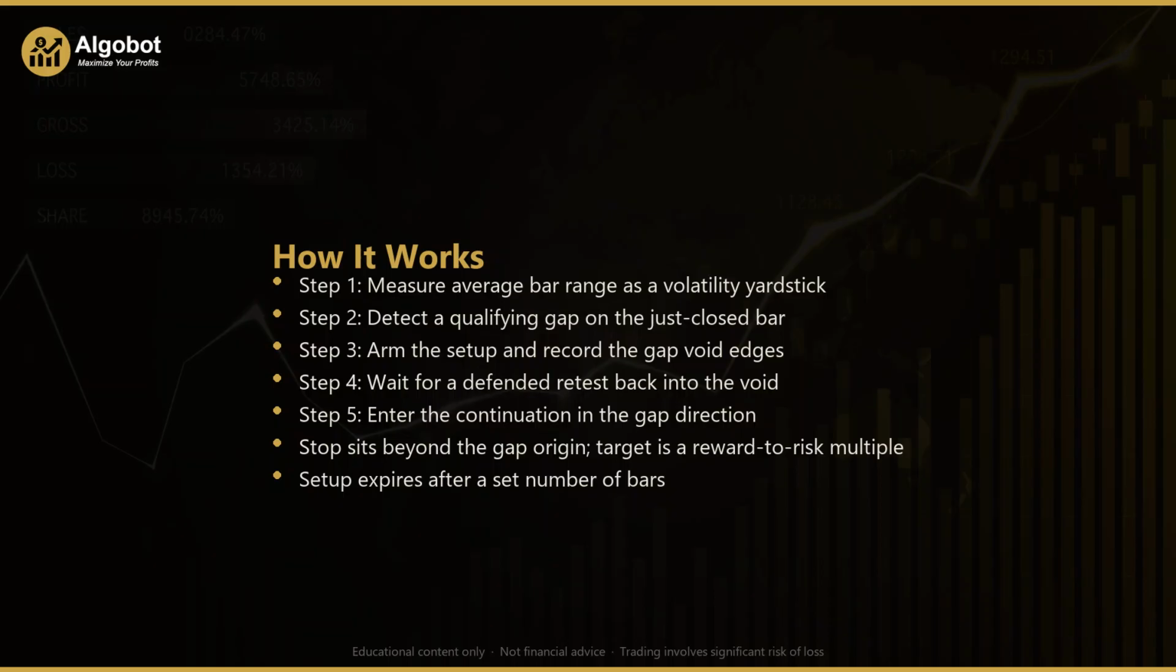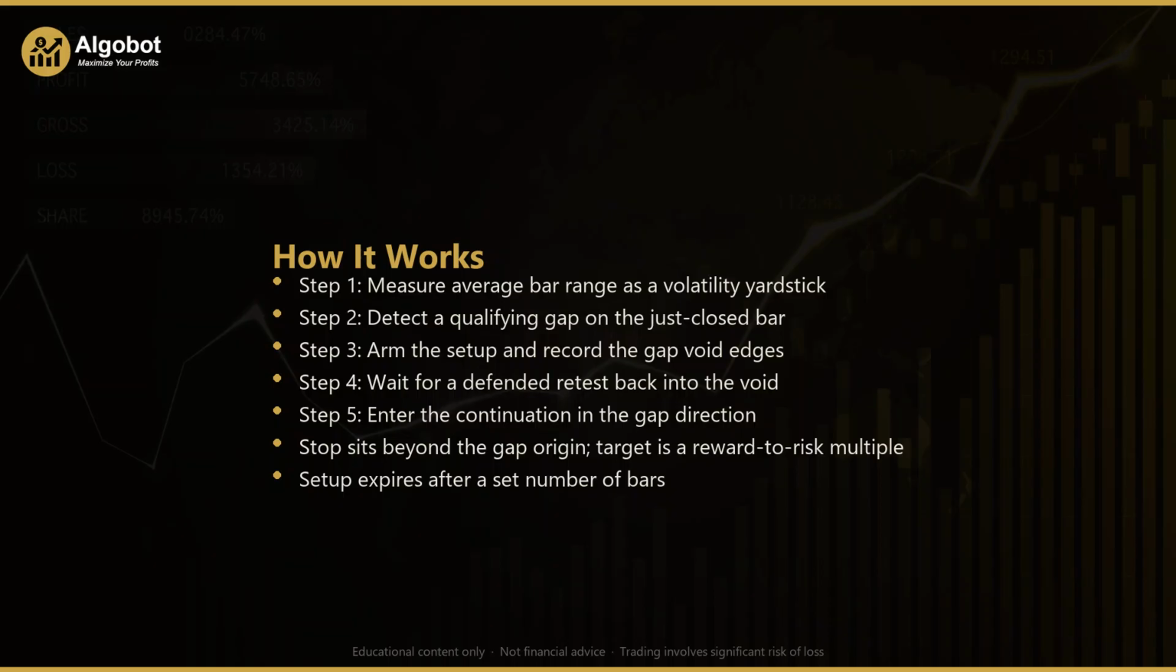Once armed, it watches for the defended retest. For a long, price must dip far enough into the void, measured by the retest depth fraction, while the closing price still holds above the gap origin, and the bar closes higher than it opened. When all three are true, the strategy signals a continuation entry in the gap direction.